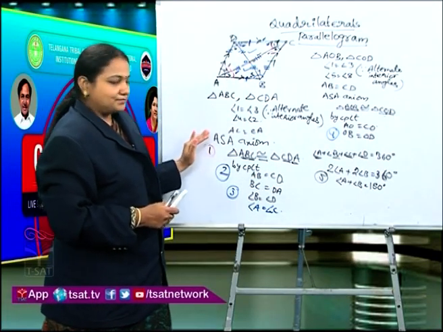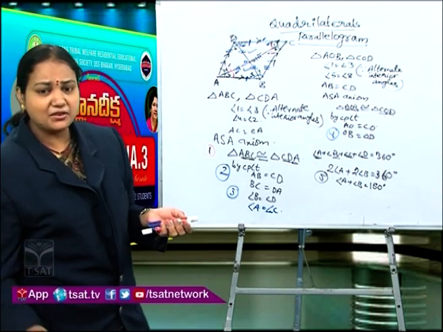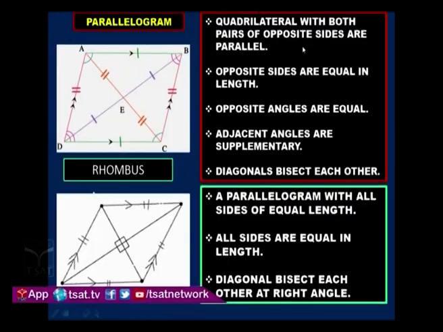With that, let us look at the slide once. Properties of a parallelogram. A parallelogram is a quadrilateral with both pairs of opposite sides parallel. Opposite sides are equal in length, opposite angles are equal, adjacent angles are supplementary, diagonals bisect each other, and also a diagonal divides the parallelogram into two congruent triangles.